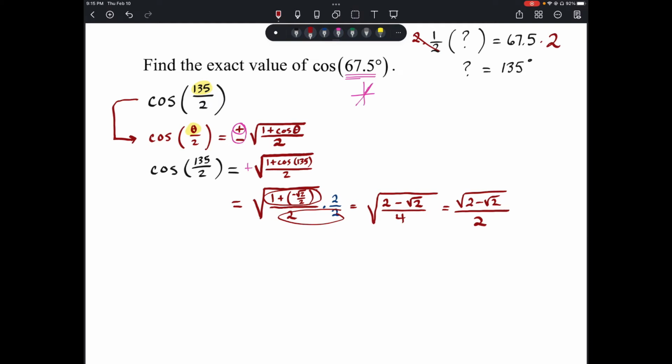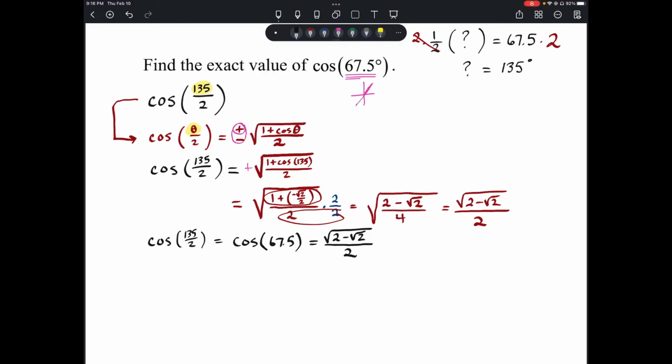And this looks like that would be our cosine of, remember, 135 divided by 2 is really cosine of 67.5 degrees, which should equal the square root of 2 minus the square root of 2 over 2.